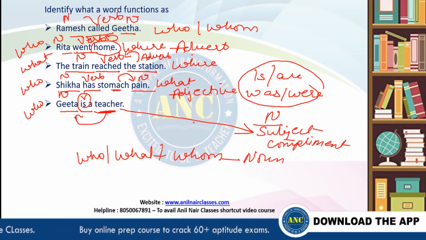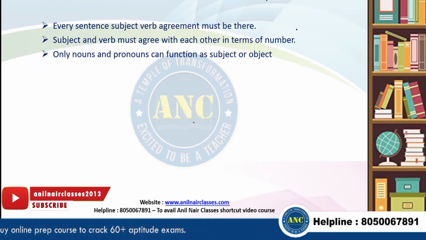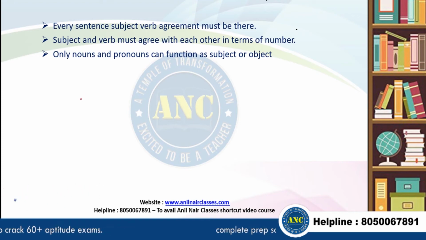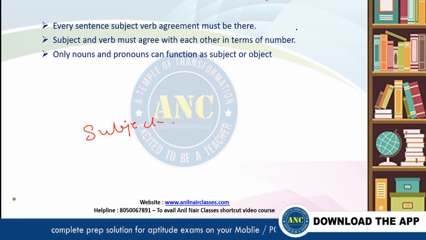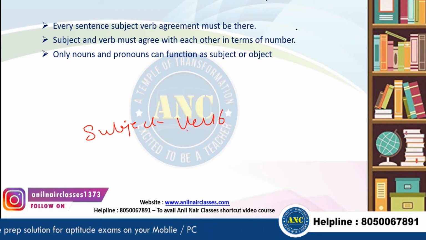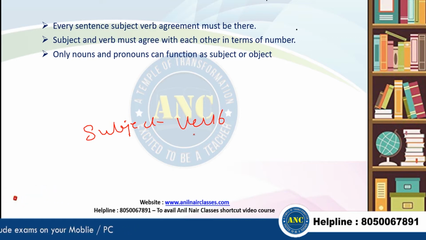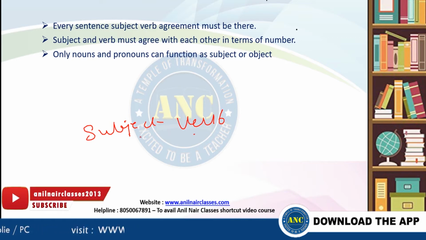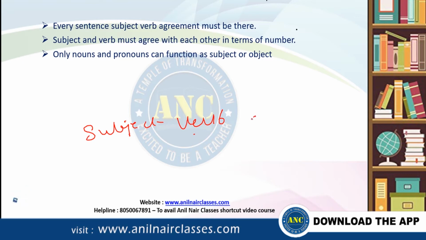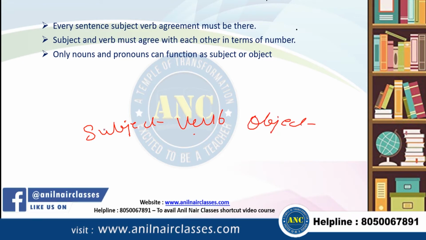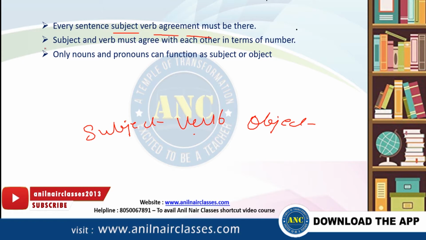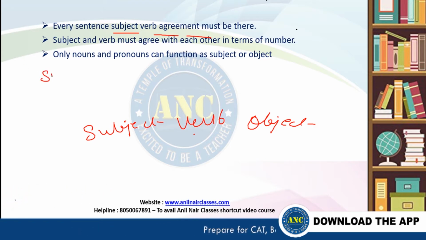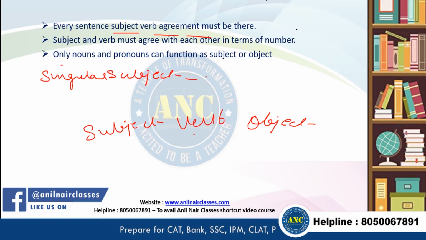Let's have a look at some more concepts in terms of our functional grammar. Now we are talking about sentences. So we have seen that every sentence will have one subject and one verb. A sentence can have more than one subject, more than one verb, but minimum one subject and one verb is necessary. So if you look at the structure of any sentence, it will have the subject, verb and object. So in every sentence, subject-verb agreement must be there. So when we say subject-verb agreement must be there, we mean to say that if you have your singular subject, verb should be singular.